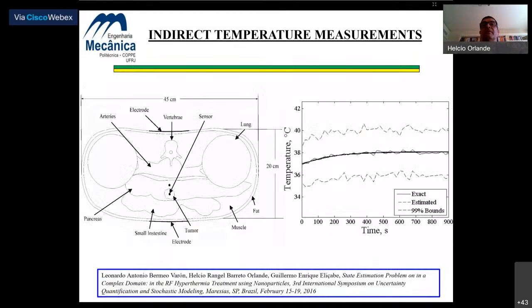This analysis has also been extended for the radio frequency heating of a tumor in a more realistic geometry that involves different organs in the abdomen, and the tumor is located inside the pancreas. And these are the results obtained for a point where the measurements are not available inside the pancreas.